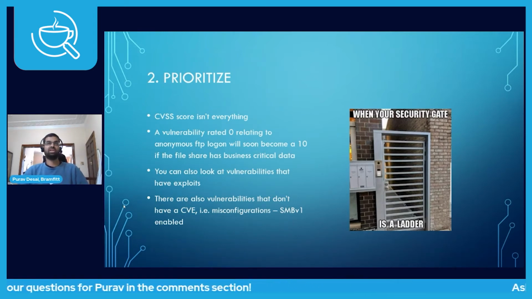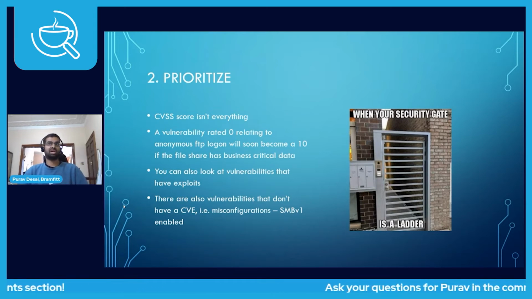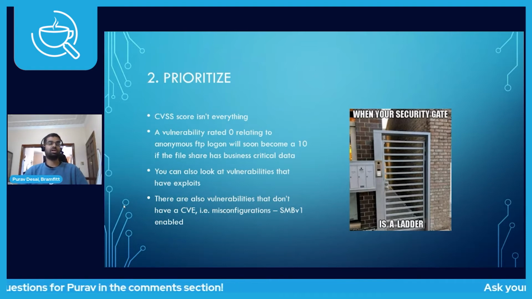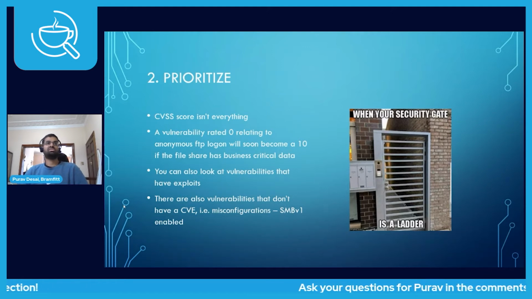And with each CVE, you have a CVSS score. The CVSS score ranges from 0 to 10, 10 being critical, well, 9 to 10 technically being critical, 7 to 9 being high, 5 to 7 being medium, and anything lower than that is a low, and 0 is typically a none or an informational. So CVSS score isn't everything.